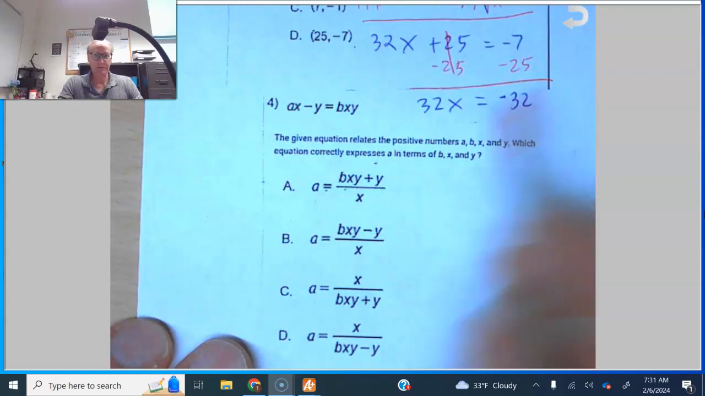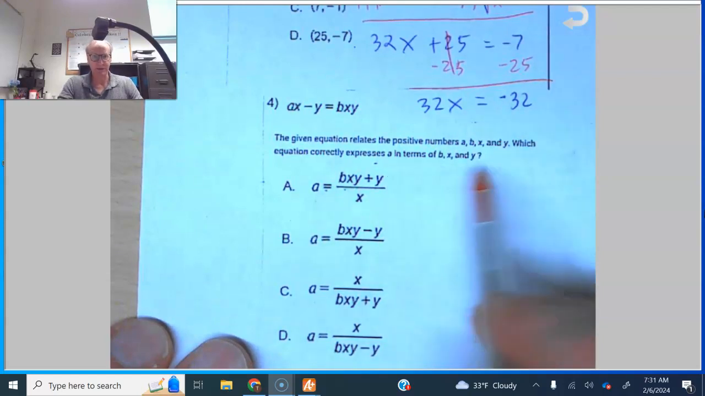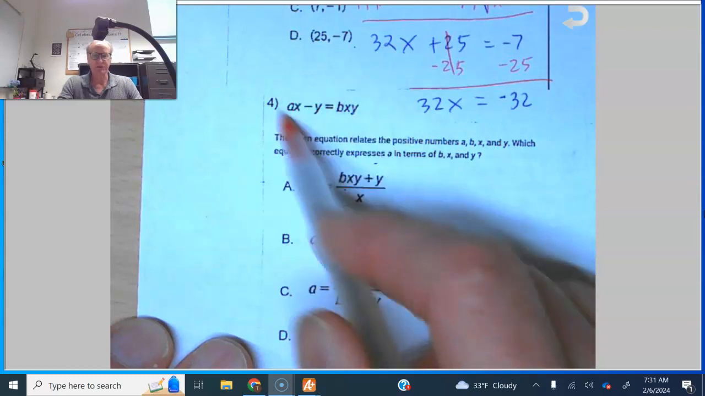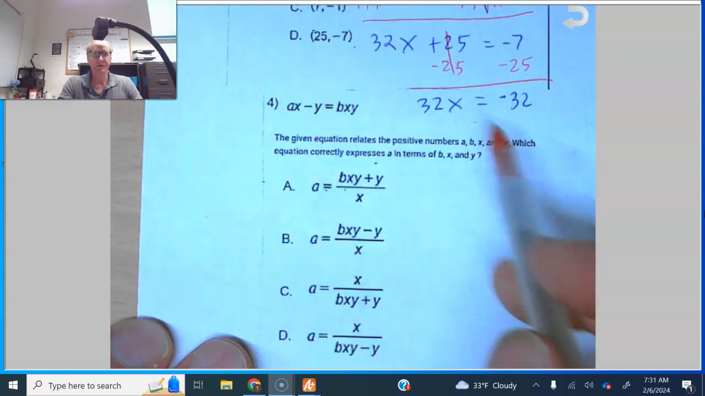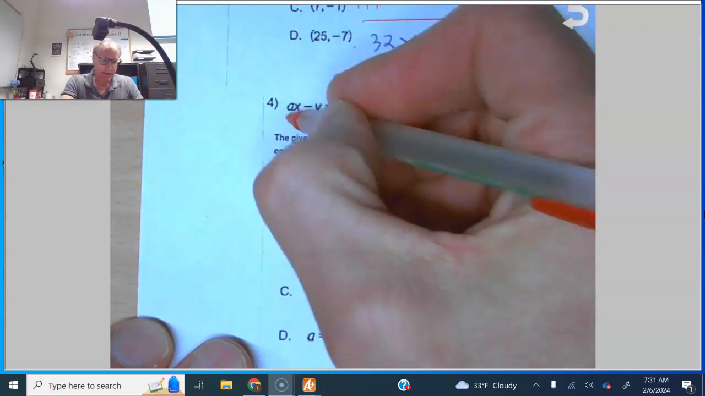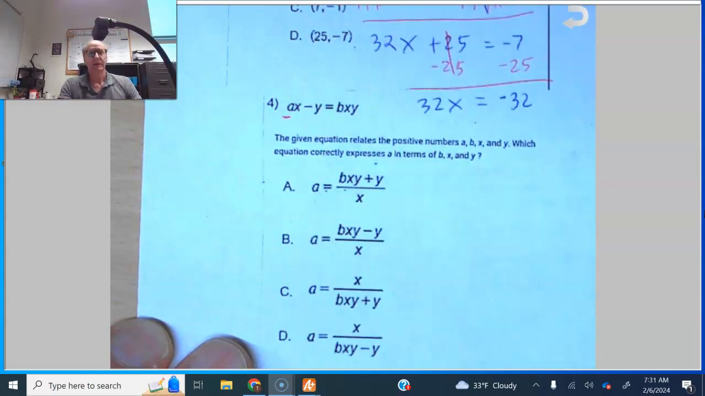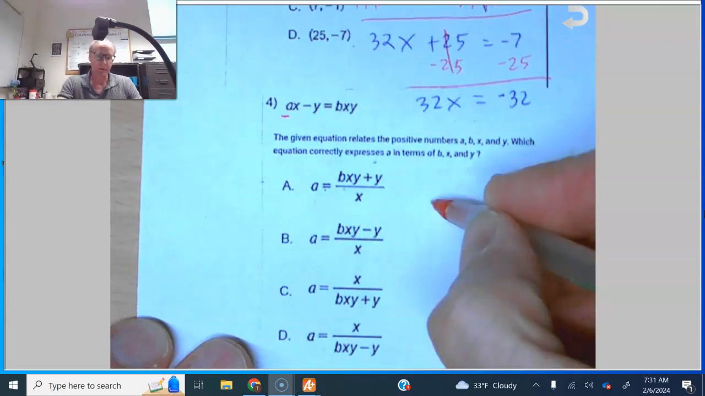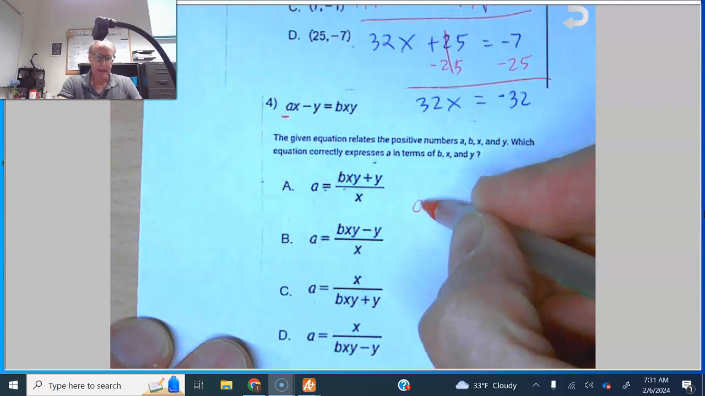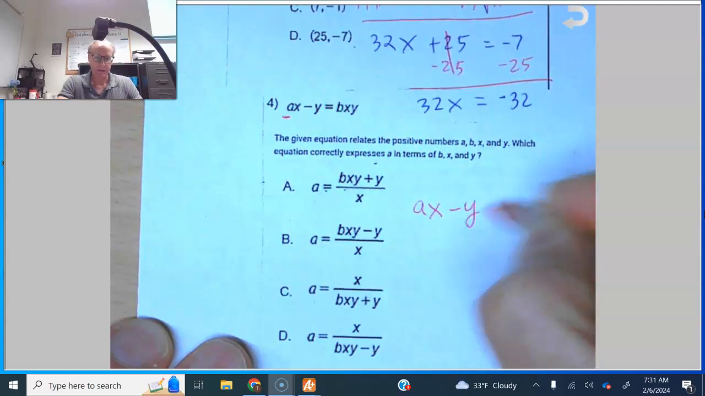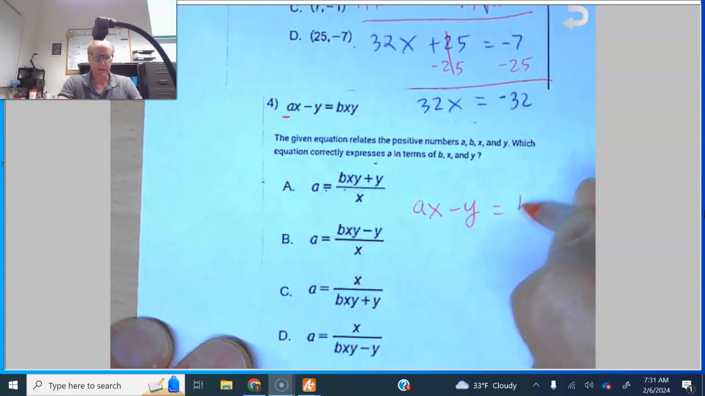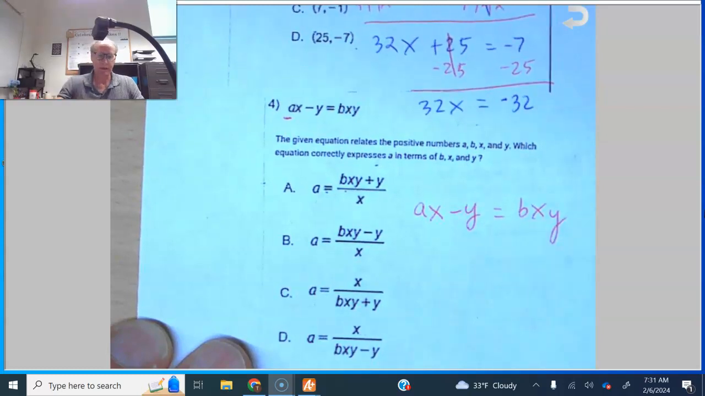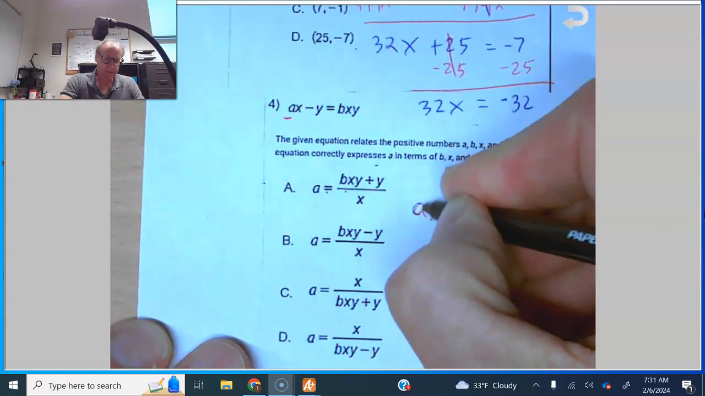This one is sometimes called a literal equation. We're taking a formula with just variables in it, and we want to solve for a. We want to get a by itself. Now, sometimes this can get really difficult. In this particular case, it's really not that hard. So we have ax minus y is equal to bxy, where we want to get the a by itself.